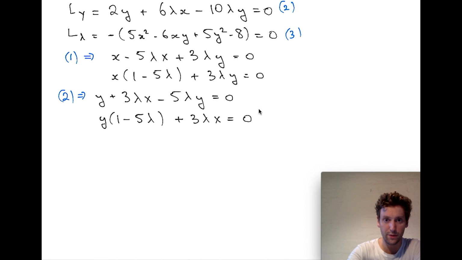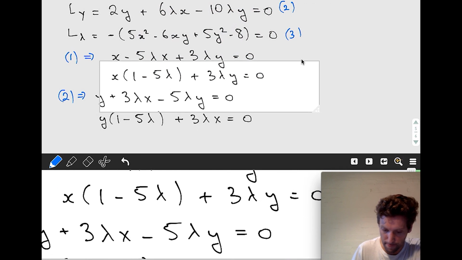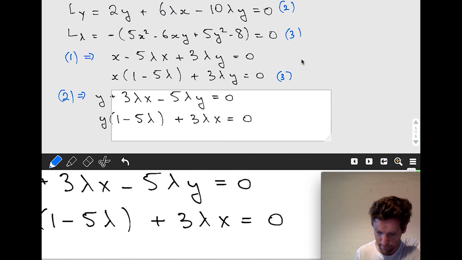So here are our two expressions that we want to solve simultaneously. The way I'm going to do this is by multiplying one of these expressions by 3 lambda y, and one by 1 minus 5 lambda x. So let's call these two expressions 3 and 4. So here's 3, and here's 4.